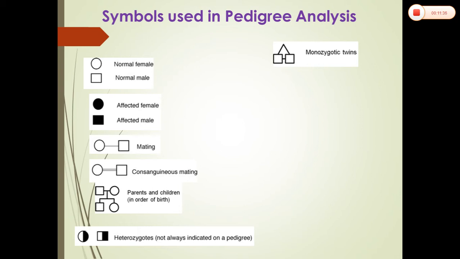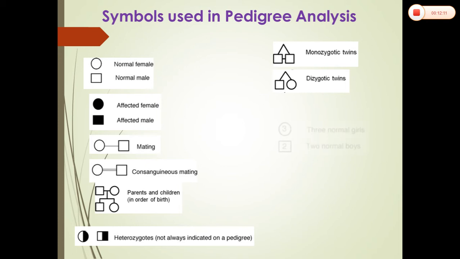It shows twins are monozygotic, they are identical twins. If twins are dizygotic, then there will not be a horizontal line between both the offspring. Now these offspring, one may be a boy, one may be a girl. They both could be boys or both could be girls. But to show dizygotic twins, there is no horizontal line between both the progenies. In case of monozygotic twins, there is a horizontal line between offspring or between children.